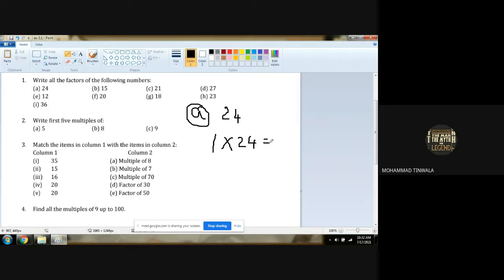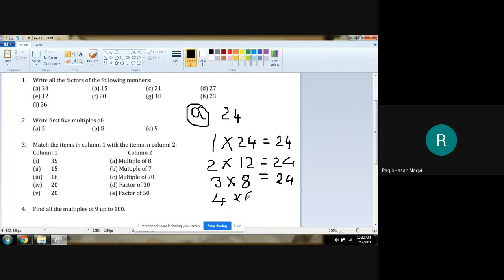First we start from the smallest number, okay? Then what is the next smallest table? 2. 2 12s are 24. Then 3 8s are 24. Then 4 6s are 24. 5 does not go into it. So our term is over.